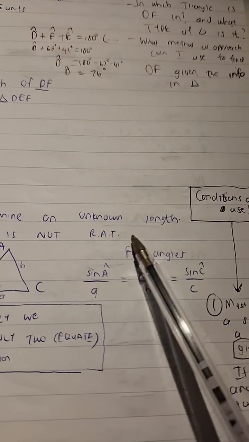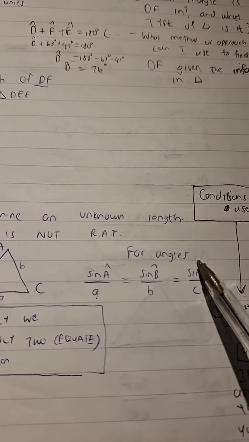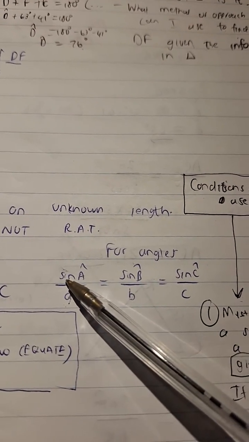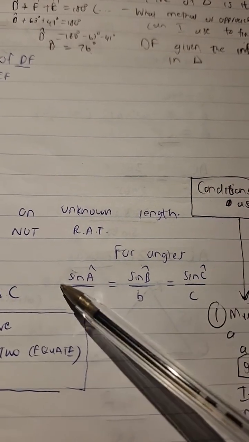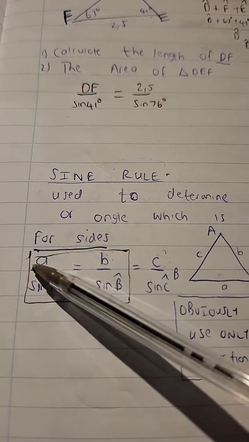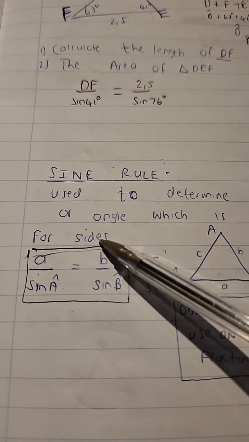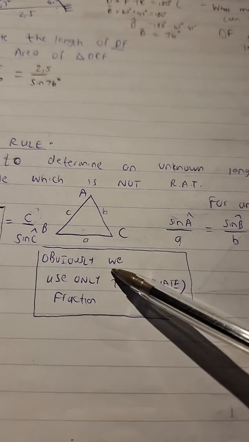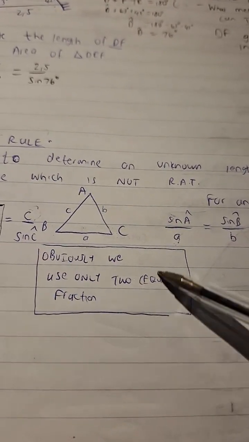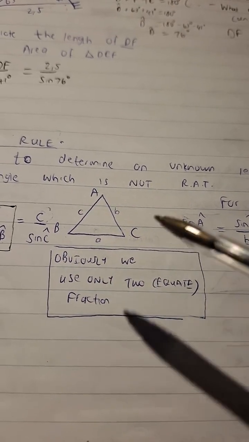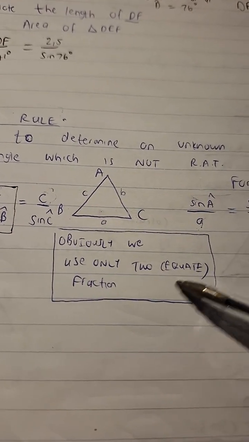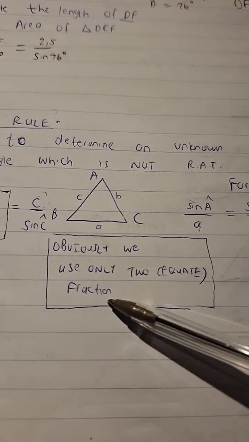Or we can use this formulation of the sine rule, which we use to calculate unknown angles. It's convenient to write the sine rule with angles at the top whenever we want to find unknown angles, and with sides at the top in the numerator whenever we want to find unknown sides. Furthermore, we are not going to equate all three of these ratios. We only equate the relevant ratios according to the side or the angle we want to calculate. Obviously, we use only two of the fractions and we equate those two to find our unknown.